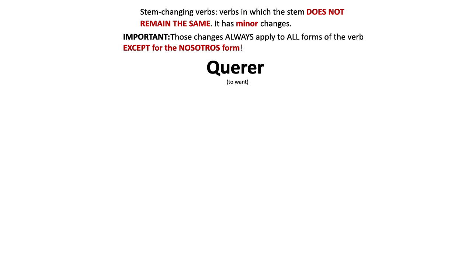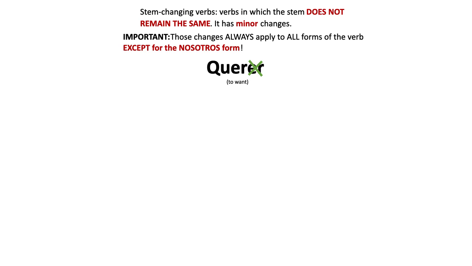So let's conjugate this verb, shall we? What is the first step? The first step remains the same. We get rid of the last two letters of the infinitive. And in this case, we're left with quer, right?